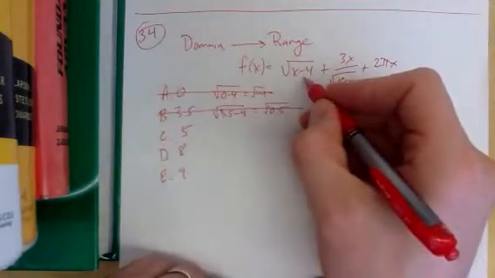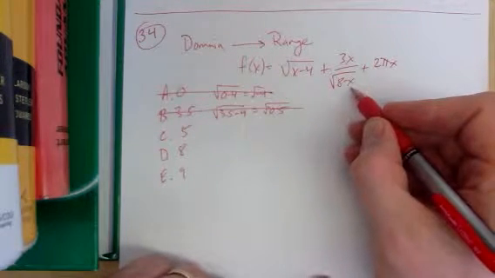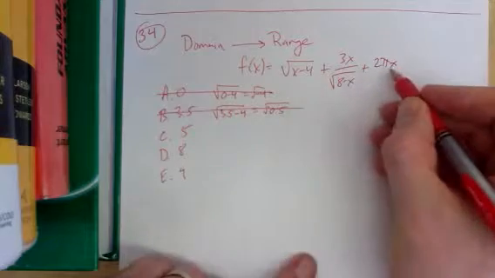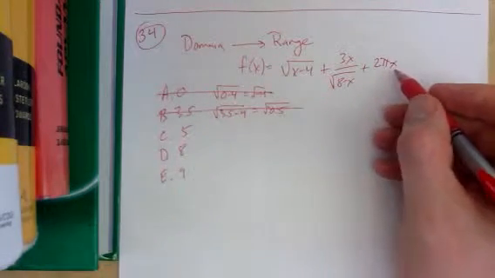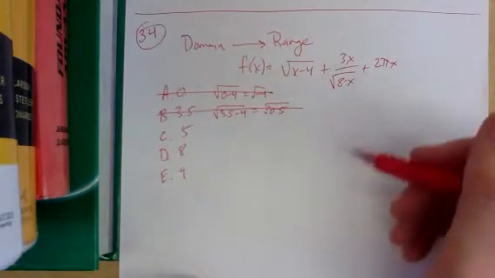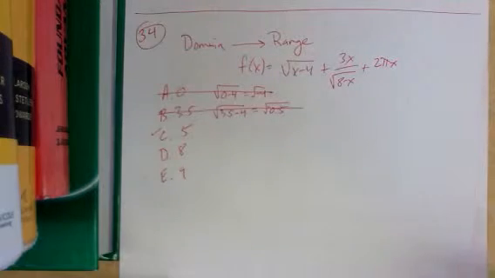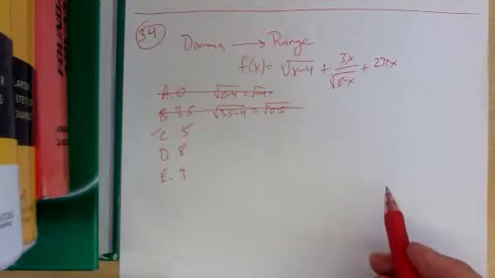5 works for the first part. It also works for the second part. And the third part really isn't going to have any restrictions associated with it, 2 pi times x. But let's just be sure. So we think that's looking good. Let's take a look at choices D and E.